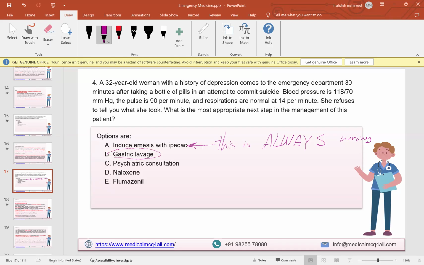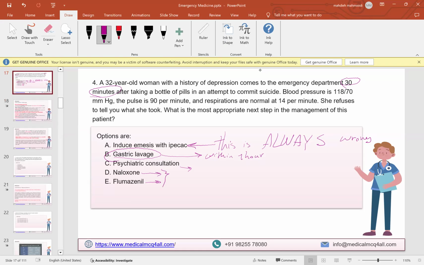Gastric lavage, we do, again, if there is no contraindication, within 1 hour of the time of the ingestion. This has been 30 minutes, so that is a good option. Psychiatric consultation, of course you do, but not now in the emergency room. First, make sure what's going on with the patient. Psychiatric consultation can wait for a few hours, but of course, absolutely you have to do that. Naloxone and flumazenil, the patient doesn't have any symptoms. No symptoms, no need for this.